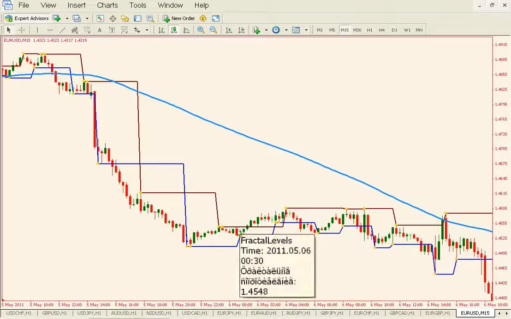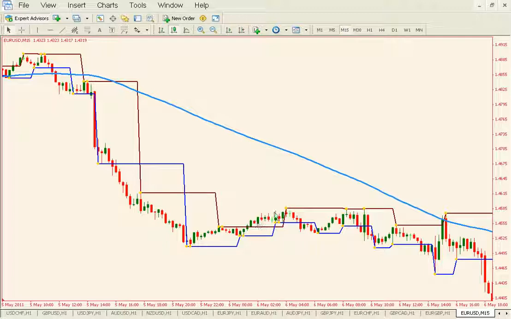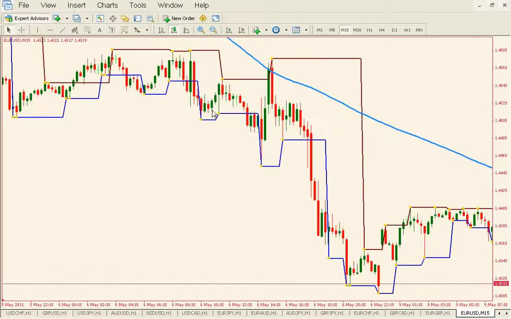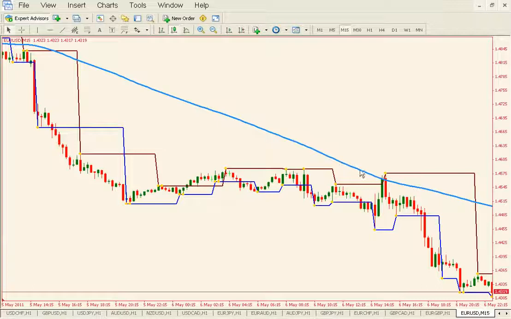And then you see this fractal level, it broke that fractal level on the other side, so you do get out of the trade. Or else you could wait, like I said, and just keep following this 100-hour moving average. Now another thing you could do, if you got out of the trade, it broke the 100-hour moving average and then it made a fractal right there.